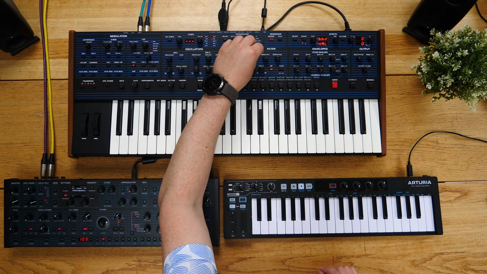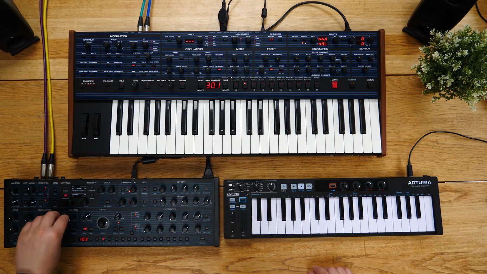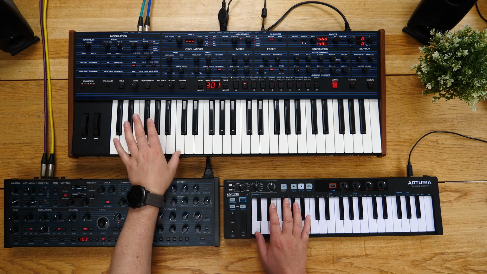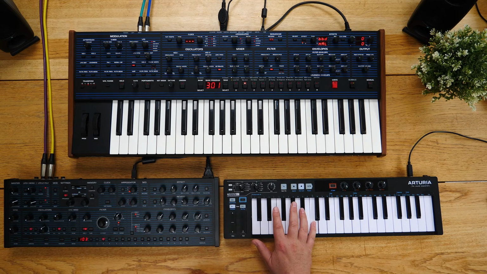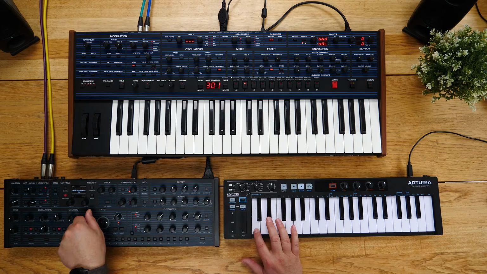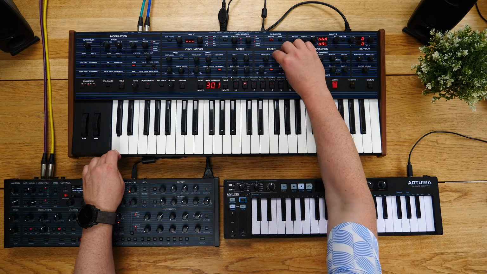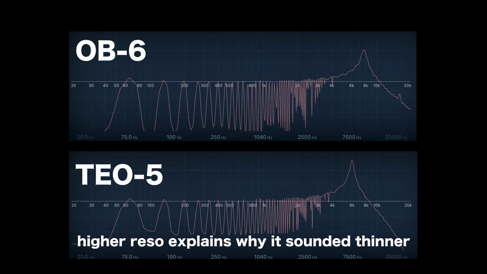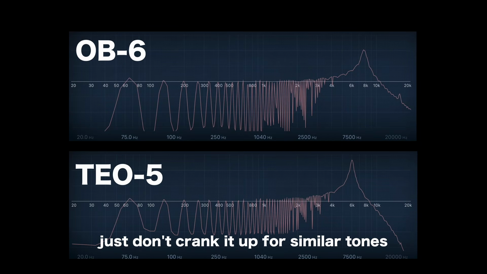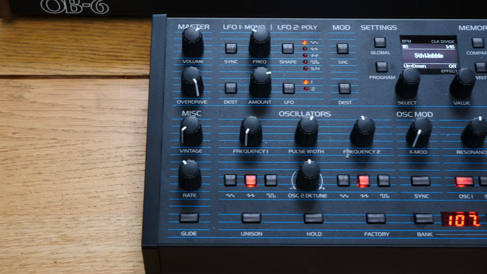Let's turn the resonance down on them. Yeah, maybe there's more resonance actually on the TEO-5. Let's just crank that up again. So yeah, there is more resonance on the TEO-5, so the filters aren't identical. But yeah, I think that brings me to the end. I've got some notes next to me here, and I think I've covered everything I wanted to cover.